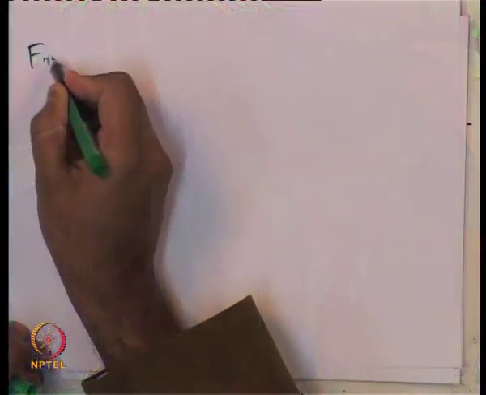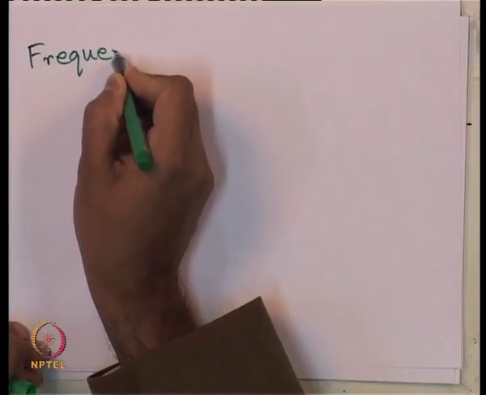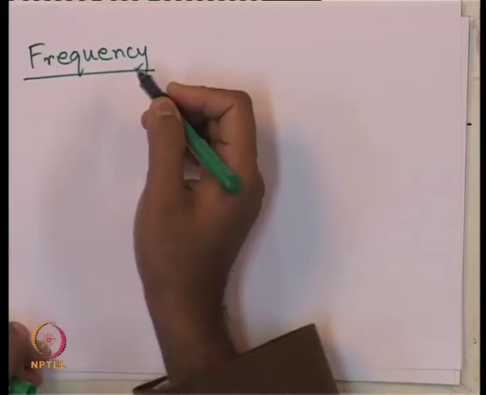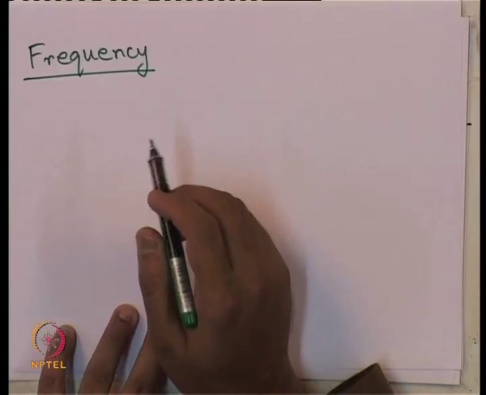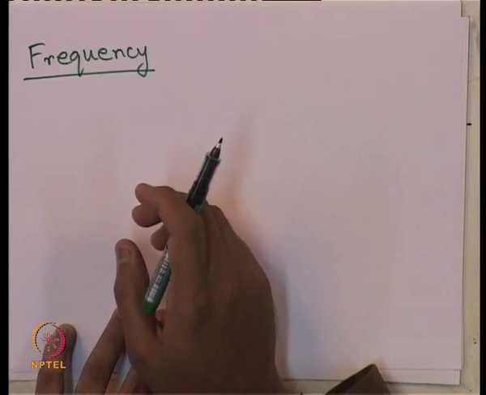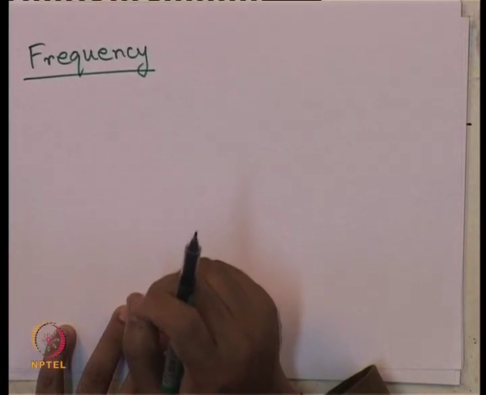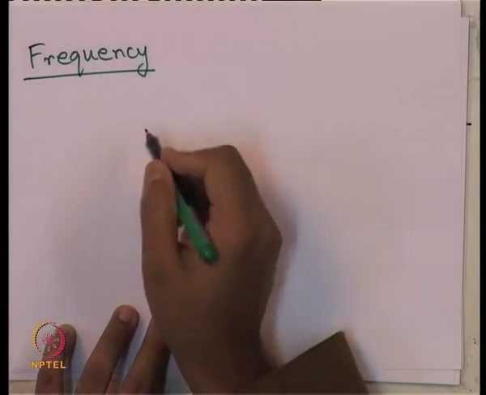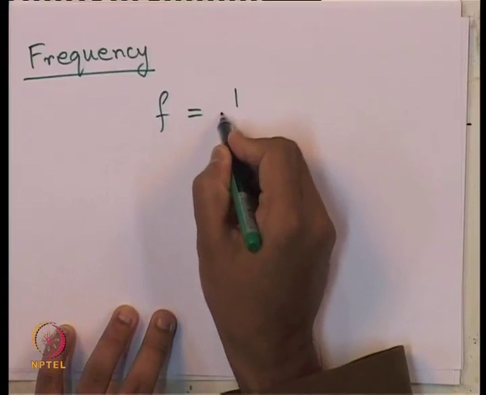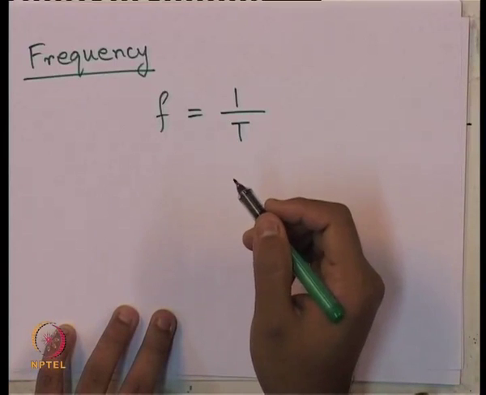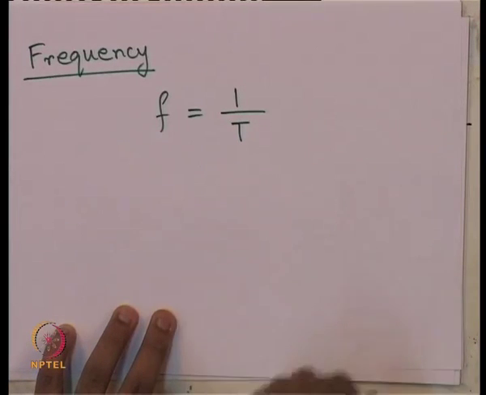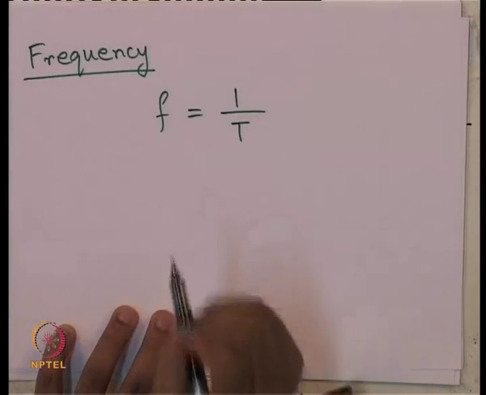Let us now define another parameter which is called frequency. What is frequency? It is nothing but the number of cycles of motion in unit time, called the frequency of vibration. So, frequency f can be written as 1 by T, that is, the number of cycles of motion in one unit time is called the frequency of vibration.